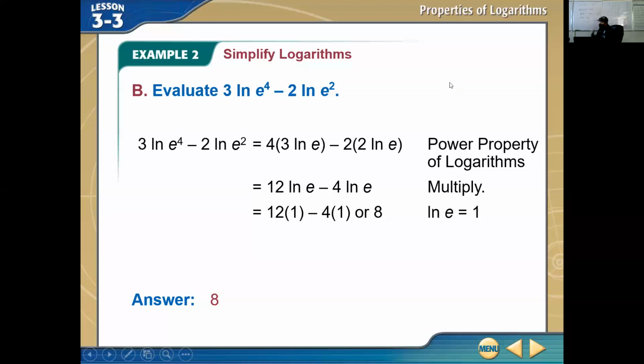So 12 times 1 minus 4 times 1 is 8. So you can see it started out looking very complex, right? At the beginning, it looks tough, but I can sort through it using the properties that we know from 3.2 and turn it into a pretty simple problem.